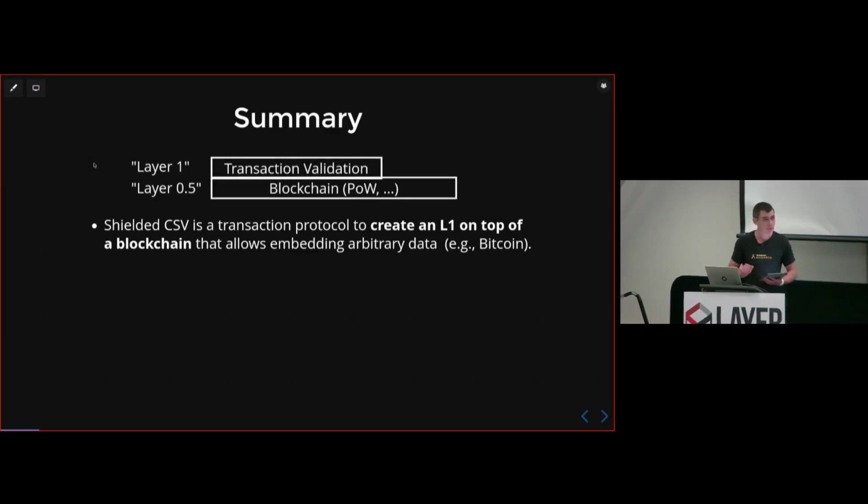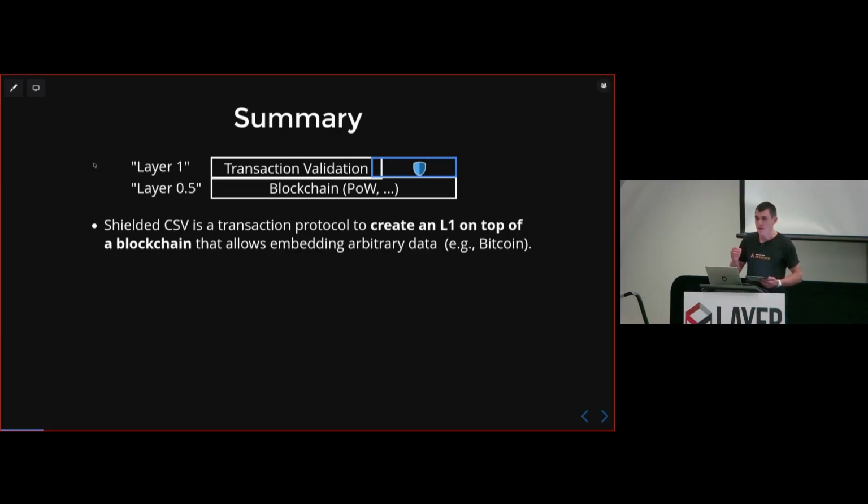We can describe Bitcoin as consisting of two parts. A layer 0, what I call layer 0.5, that governs the rules of the blockchain, such as how blocks look like, proof of work, best blockchain, etc. And on top of that, there is some transaction validation protocol that determines how transactions look like and what makes them valid. Shielded CSV sits on top of layer 0.5 in parallel to an existing transaction validation protocol.